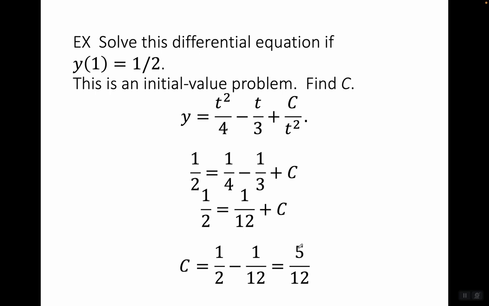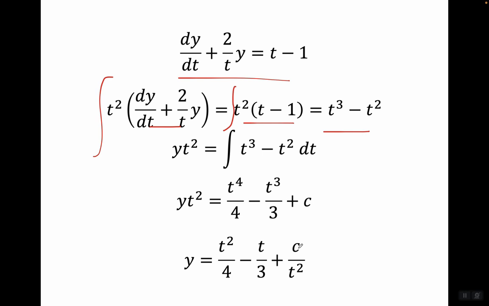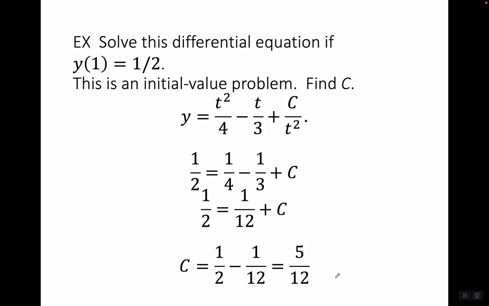So now let's solve this differential equation with y of 1 equals a half. This is an initial value problem. This would be the general solution to the differential equation. If we know that y of 1 equals a half, we're just going to plug in t equals 1 and y equals a half here. When we do that, we end up with a half equals 1/4 minus a third. In other words, a 12th plus c. Oh, I'm sorry. That's going to be negative a 12th. So that's negative a 12th plus c.